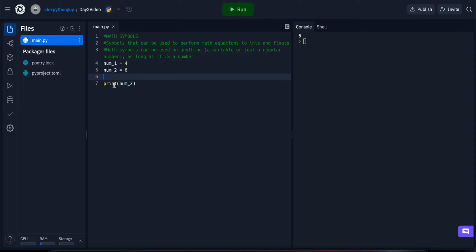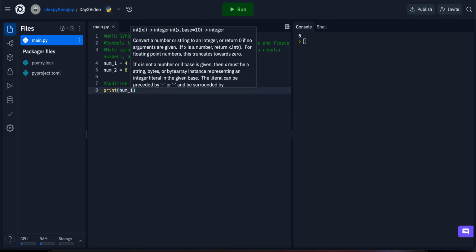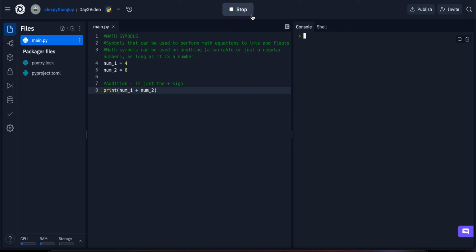So first off is addition, which is just the plus sign, the same one we use for string concatenation. So let's do num1 plus num2, run, and we get 10, which is 4 plus 6. So that is addition.